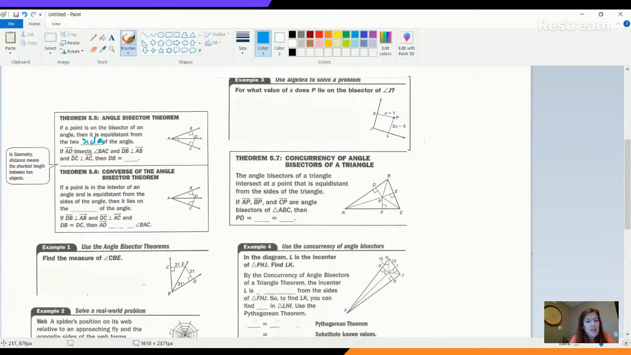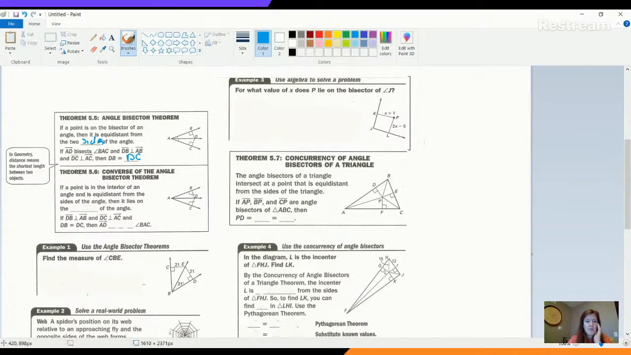If you want to say that in geometry language, you would say ray AD bisects angle BAC, and DB is perpendicular to AB, and DC is perpendicular to AC. That's the little extra part where you know that the line you draw has to be at 90 degrees. Then we know that DB has to be equal to DC.